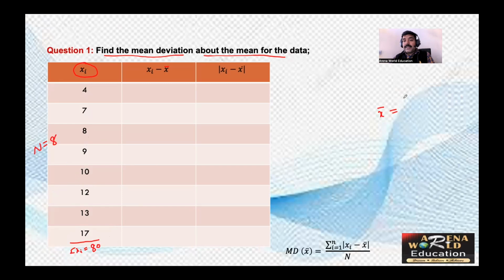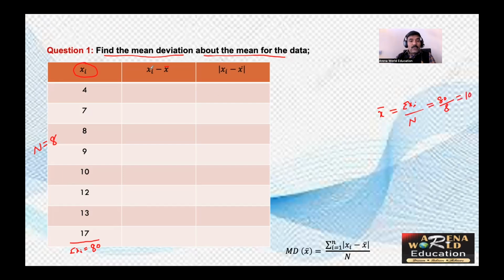So what is x bar? It is summation xi divided by the number of observations. So this is equal to 80 divided by 8. So x bar will be equal to 10, right?